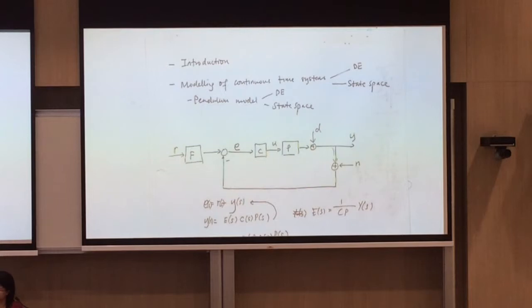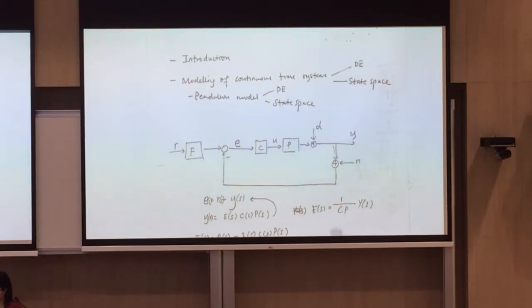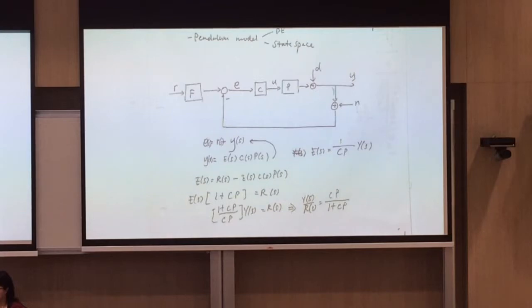Okay, this is normally what you write down. And normally what Y(s) is E(s) times C(s) times P(s). Alright, so if we just look at E(s) itself, it's 1 over CP Y(s). This is assuming we ignore G and N, okay? So if we ignore the disturbance and the measurement noise for the time being, this is what you get.